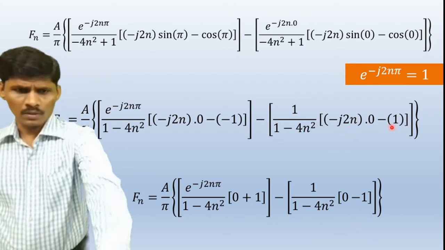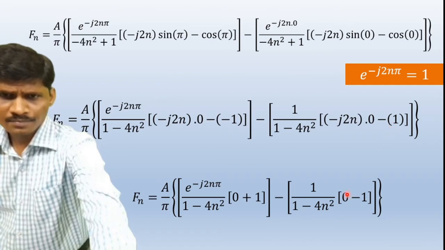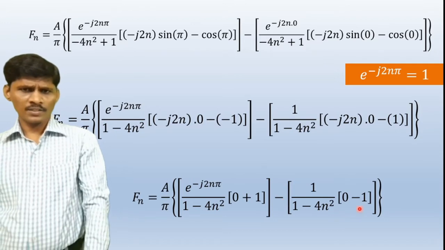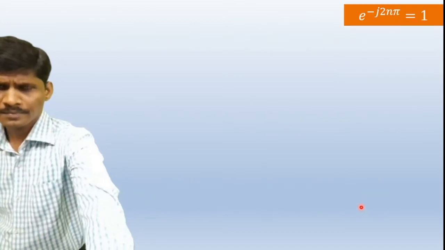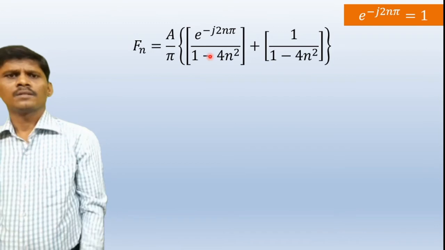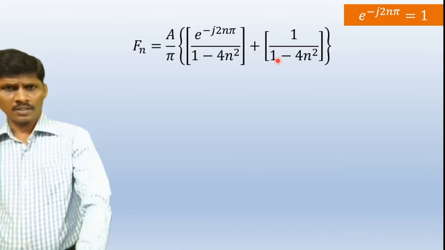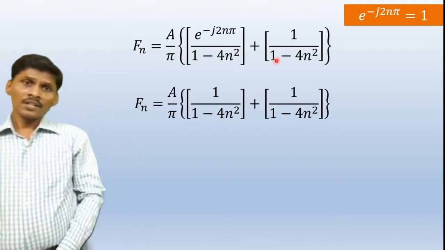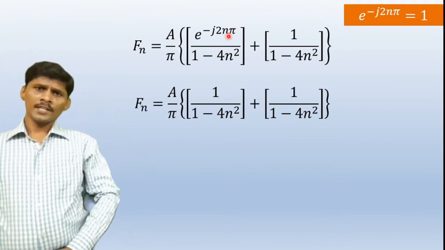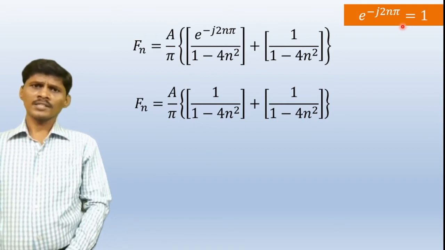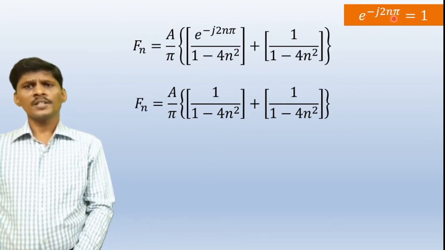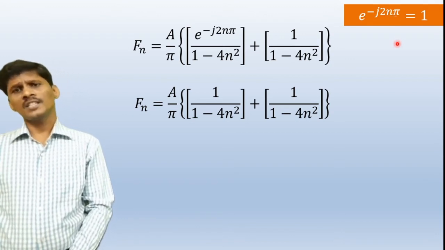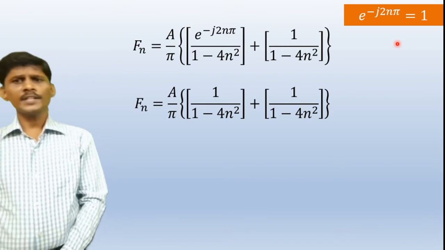So that is equal to 0 minus 1 minus 1. Before minus is there, minus into minus plus. The resultant equation is A by pi, that one. For the different integer values of n, e power minus j 2 pi n is equal to 1. Using Euler's identity, e power minus j 2 pi n is written as cos 2 pi n minus j sin of 2 pi n.